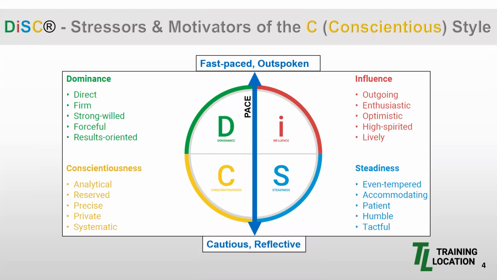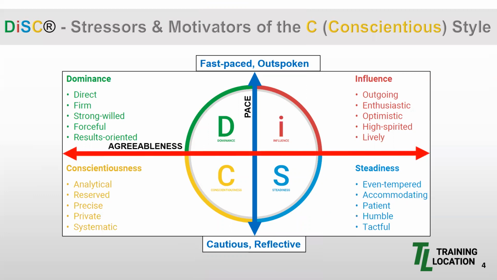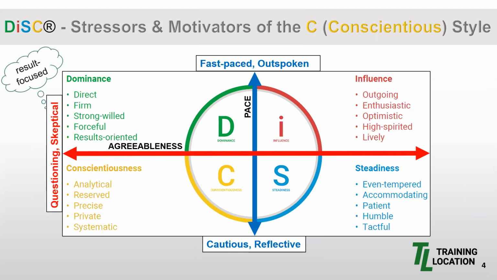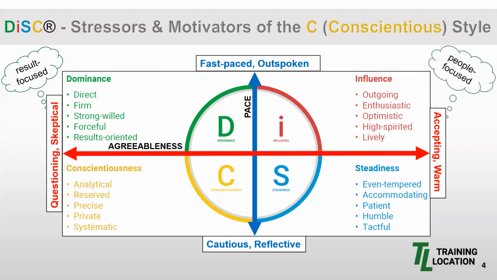Now, the horizontal dimension is known as your agreeableness quotient. This shows us that those who are less agreeable place a lower priority or concern on cooperation and social harmony. We refer to them as questioning and skeptical on the left end of the dimension. And a general term for them might be result focused. Now, those who are more agreeable place a higher priority on cooperation and social harmony, and we refer to them as accepting and warm on the right end of the dimension. Now, a general term for them might be people focused.